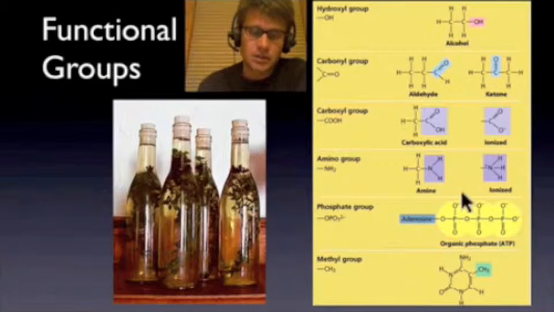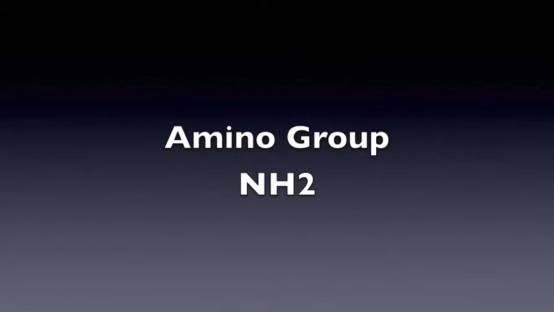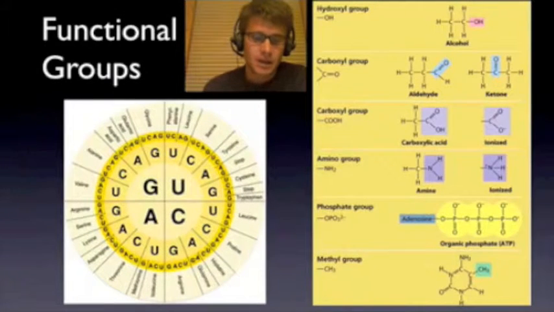We've got a carbon attached to an oxygen, double bonded, and then we have a hydrogen off this side. This is a carboxyl group, pictured to the left. Next is an amino group.